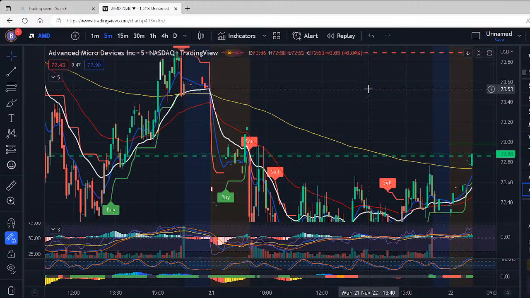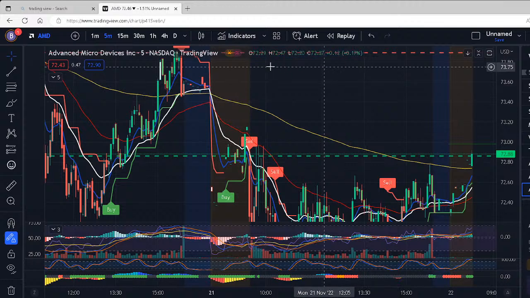That's when you want to look for puts, on the gap fill reversal. So if you see it fill the gap at 73.53, and you see it start breaking down, failing to make that support, that's when you want to enter puts and ride it back down. Most likely the previous day high. That would be my first target.